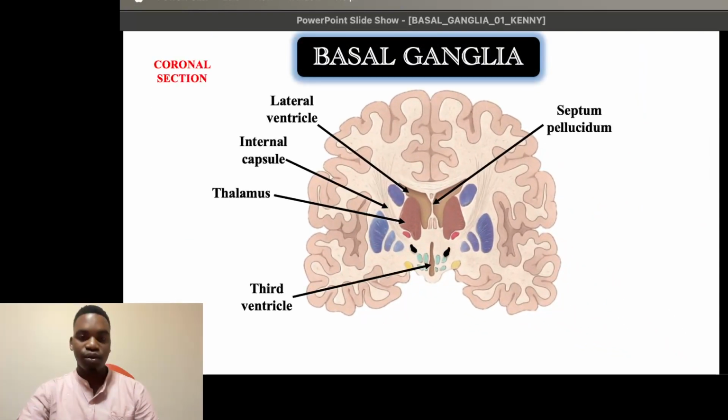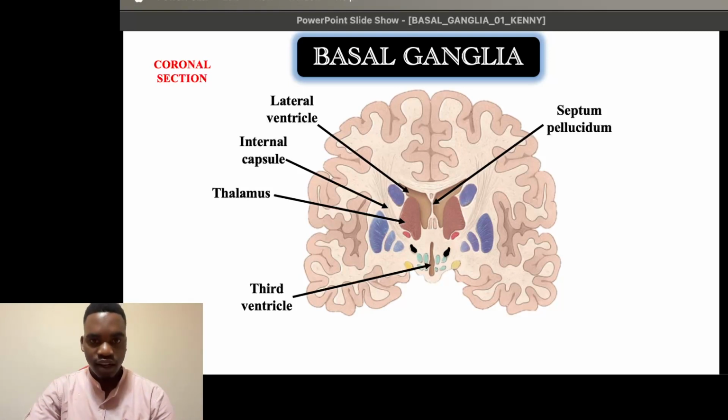So let's discuss these nuclei now. But before we discuss the nuclei, let's see the relationship that these nuclei have with adjacent structures. This is the lateral ventricles, and between the two lateral ventricles there is a thin layer of membrane that separates them, known as the septum pellucidum. And this is the corpus callosum. And now this is the thalamus.